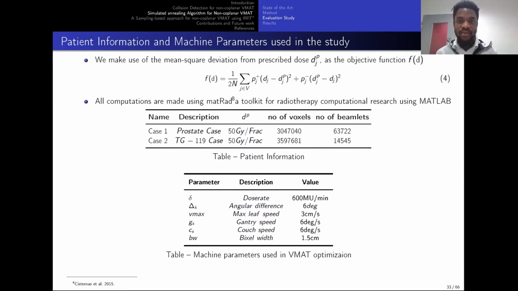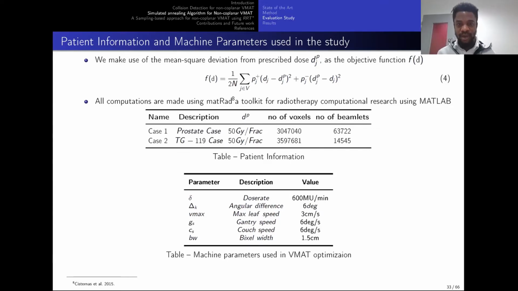And also the data that we use is patient data that is quite used by other researchers who are working in this field. So we have the PROCET case and the TG019 case, and people who work on VMAT and non-coplanar VMAT, I'm sure they will be very happy to be able to compare with the data that we use here as well. So this is why we use it, because it's quite comparable across the community.